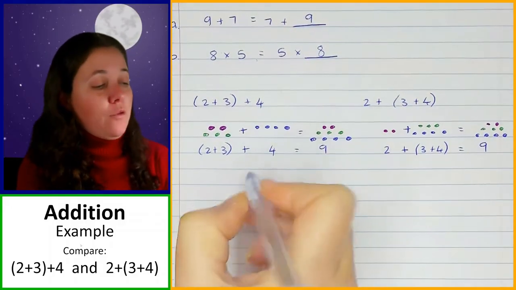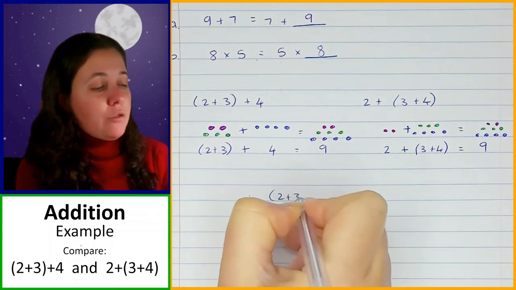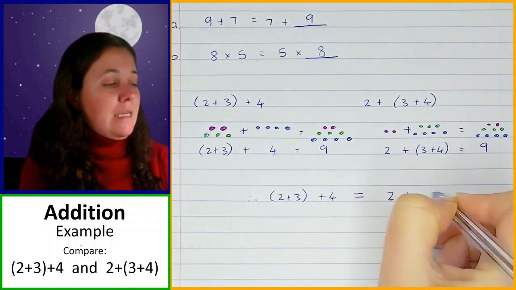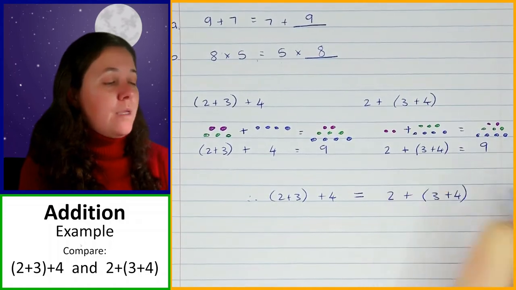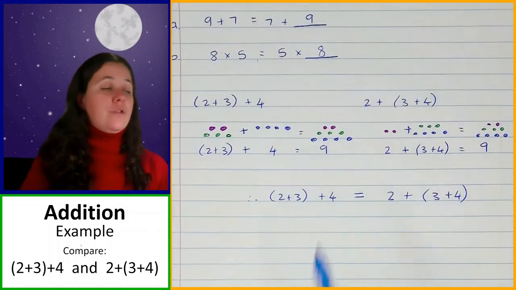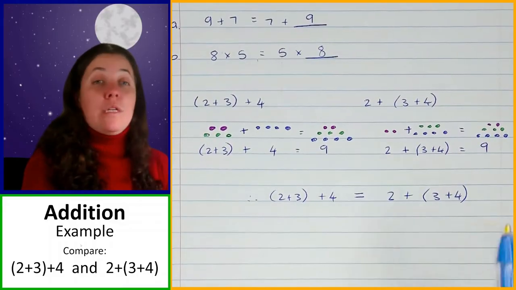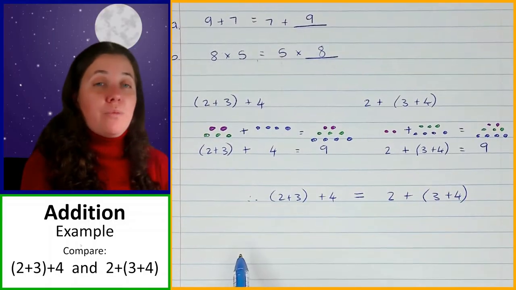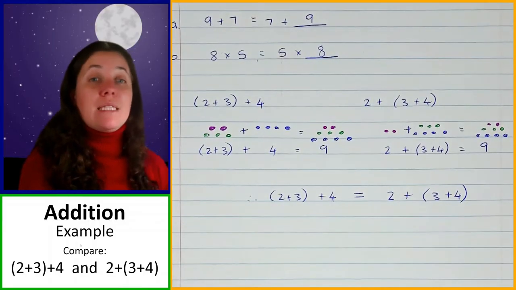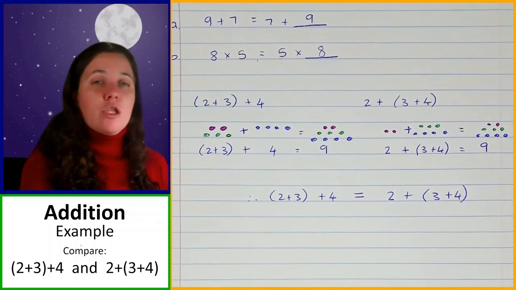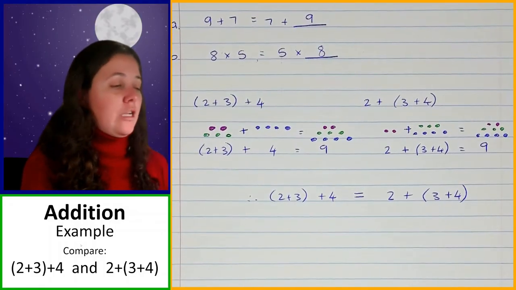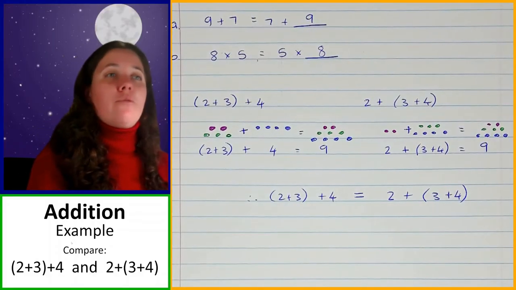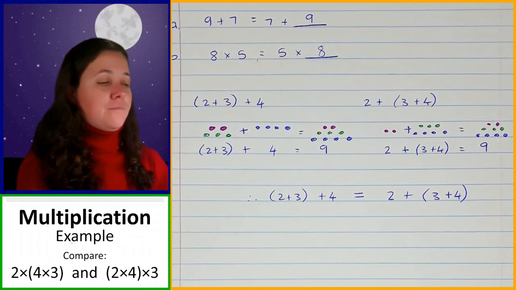So now I can say, therefore, 2 plus 3 in brackets plus 4 is the same as 2 plus in brackets 3 plus 4. So it doesn't matter how I group those, so long as it is all addition, it will still give me the same result. Now this is useful because you can group things in whatever way is the most convenient for you at the time, in terms of what will make it easier for you to actually do the calculation. Okay, so now let's have a look at the associative property with multiplication.